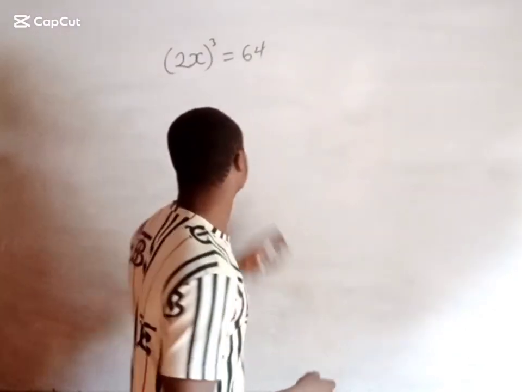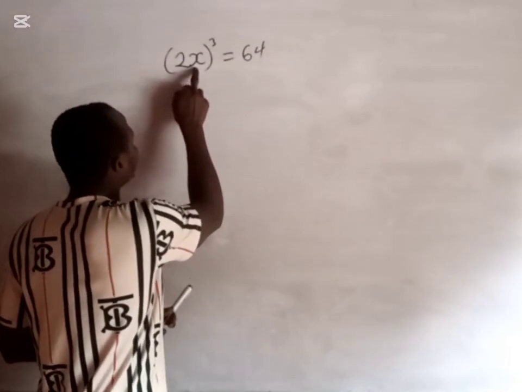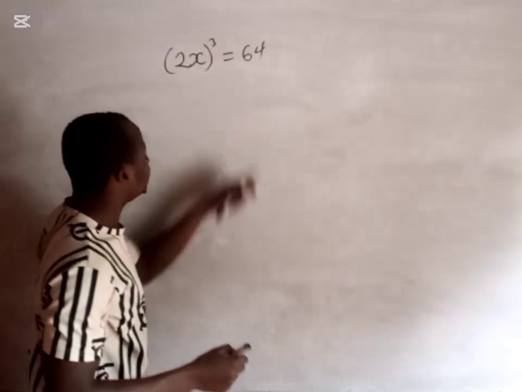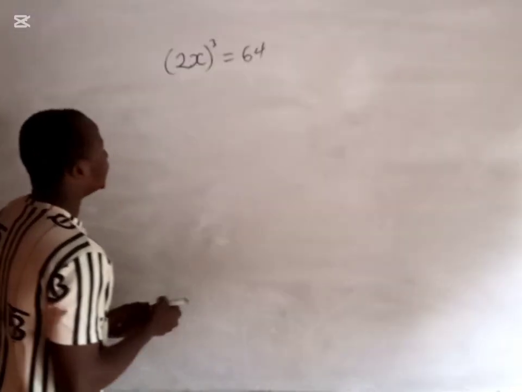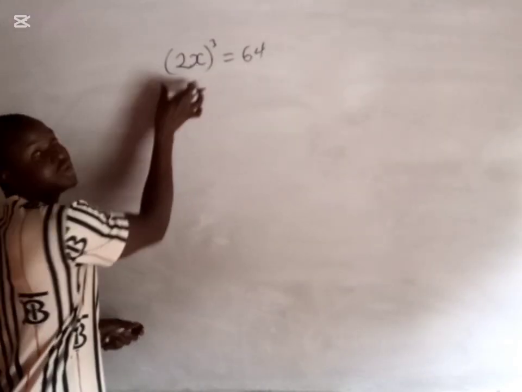In this video, we are going to solve this question before us: (2x)^3 = 64. Now, the first thing we are going to do is to deal with this bracket.